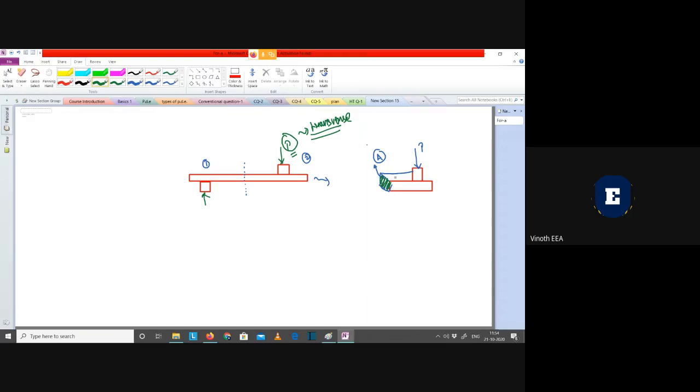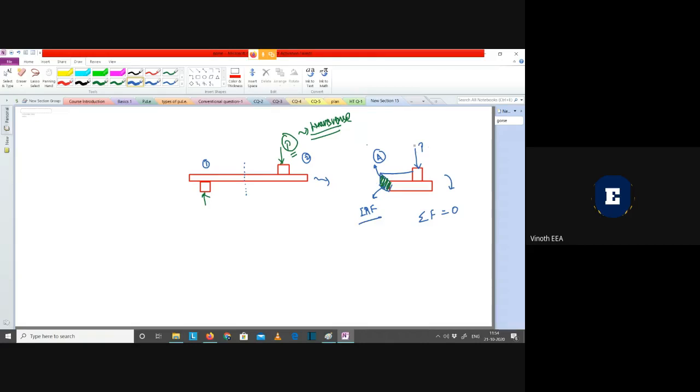And what will be the direction of that internal resistance? Very simple. We know that it has to be in static equilibrium, which means the summation of forces has to be 0. What are the total forces which are acting? One is force P, and another one is the internal resistive force which is acting on this section.